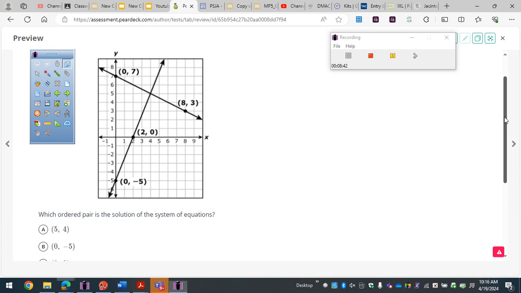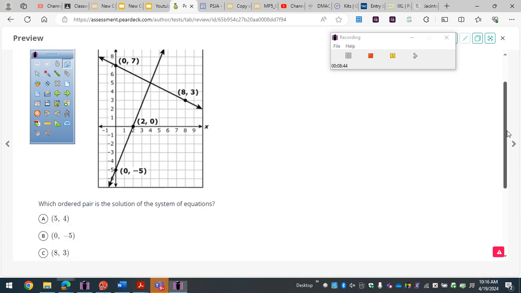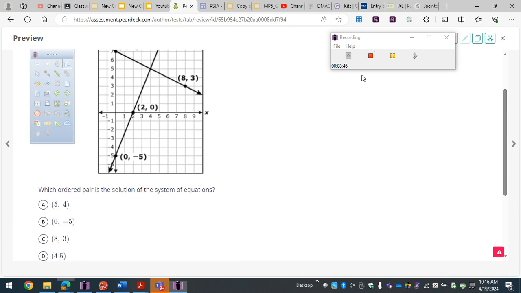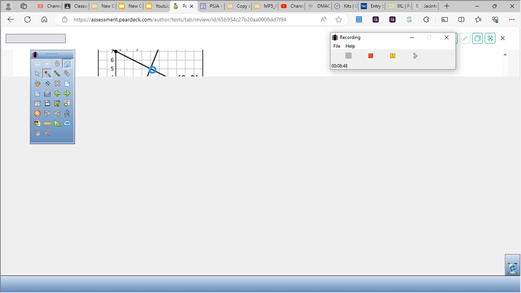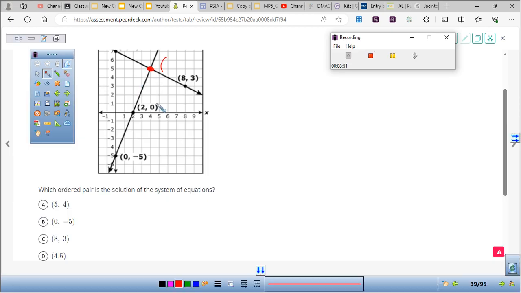Again, when these 2 lines come out, where do they cross? Where they cross is the answer. Really easy. Find that coordinate right there, which happens to be 4 and 5. There it is. Final answer.